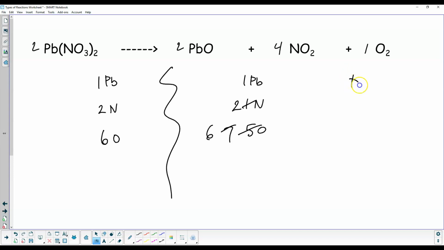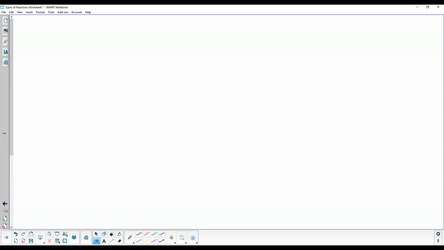This one is another decomp. Okay, one thing splitting into 2 or more. It doesn't have to be 2. In this case, it's split into 3 things, but it nonetheless decomposed. And that's it.